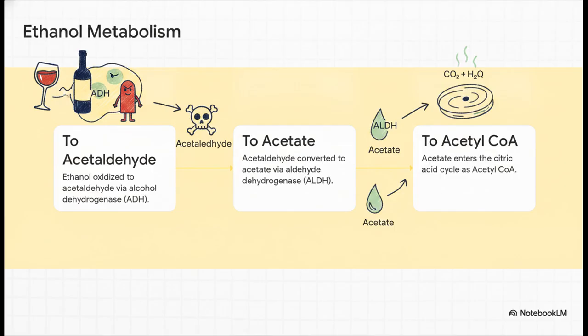When ethanol is absorbed and hits the liver, it is first oxidized in the cell cytosol into a highly toxic compound called acetaldehyde. This initial heavy lifting is handled primarily by the enzyme alcohol dehydrogenase, or ADH. Now, because acetaldehyde is so incredibly toxic, your body has to clear it out rapidly. So in step 2, the enzyme aldehyde dehydrogenase, or ALDH, which operates in both the cytosol and mitochondria, converts that toxic acetaldehyde into acetate. Finally, in step 3, that acetate enters the citric acid cycle as acetyl-CoA, where it is ultimately processed into carbon dioxide and water.